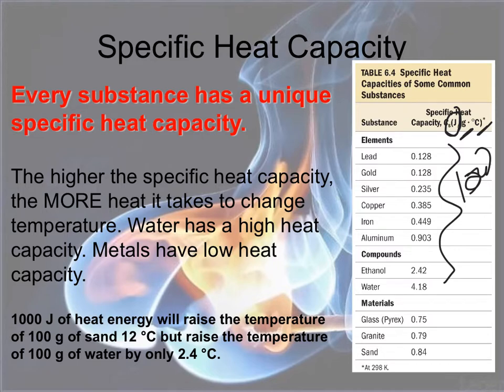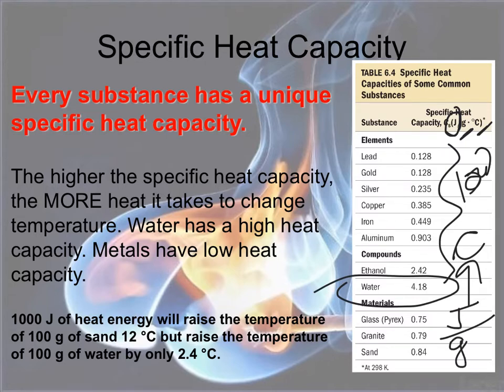Celsius. On the other hand, let's look at water. Wow, huh? The specific heat capacity of water is 4.18, an order of magnitude larger than many metals. And that means, of course, it takes quite a bit of energy, J, to raise 1 gram of water by 1 degree Celsius. Okay.